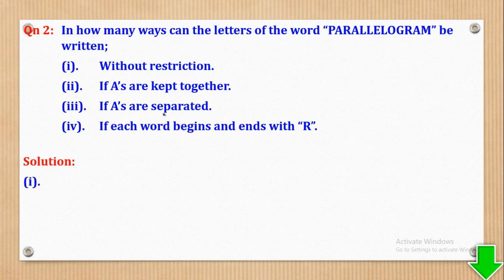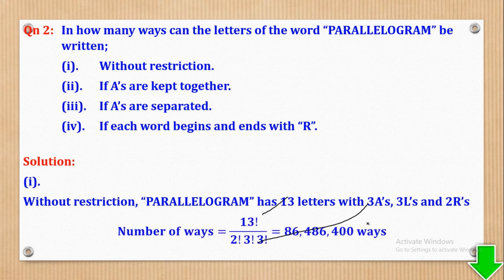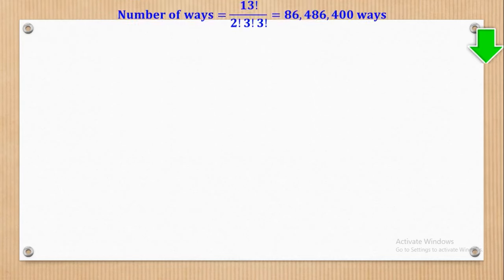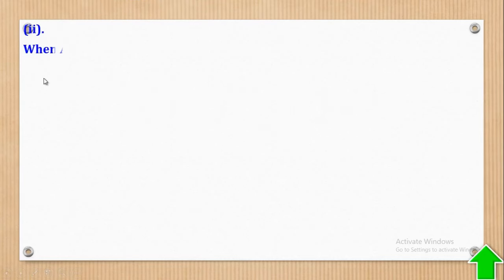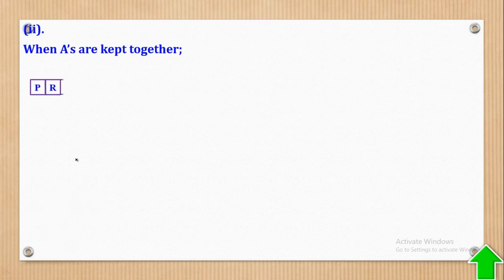So let's start with Roman 1, without restriction. Without restriction, we analyze the word parallelogram and realize that it has 13 letters with 3 A's, 3 L's and 2 R's. That means that 13 factorial will be the numerator, then this 3 factorial will be the denominator, this 3 factorial will be the denominator, and this 2 factorial will also be the denominator. So in the end, we shall come up with this number of ways. Now that is Roman 1. What about Roman 2? Roman 2, they said, if A's are kept together. So when the A's are kept together, we shall need an illustration.